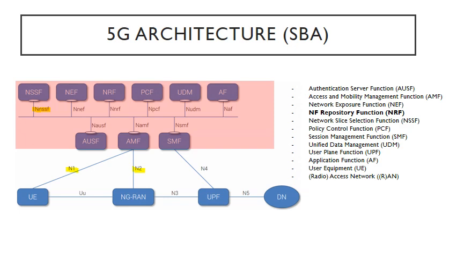So let's start from this ngRAN. ngRAN is basically the eNodeB of EPC that we can correlate with. AMF is like the MME of EPC, and AUSF is like the HSS of EPC. PCF is the PCRF of EPC.